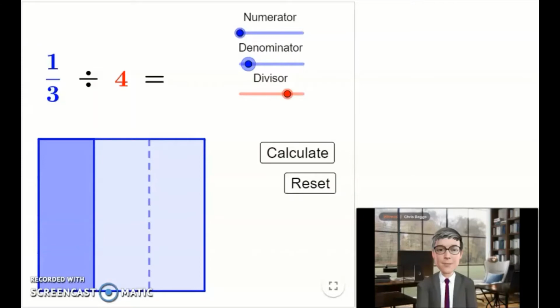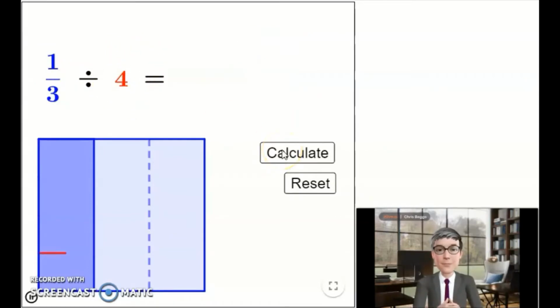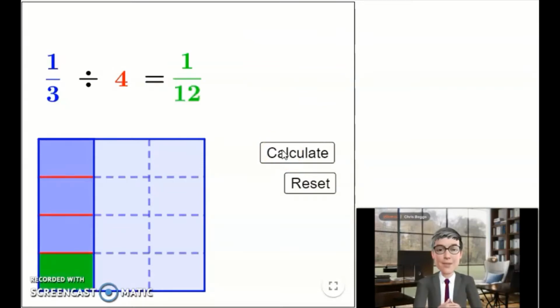So this is dividing a fraction by a whole number. If I'm going to divide a third into 4 equal pieces, then I'll just split it into 4 equal pieces, and I will get one of these. We have 3 times 4 is 12 equal bits, and I have one of them. So you can see we're multiplying the bottom. We're finding 1/4 of 1/3. We're dividing it into 4.